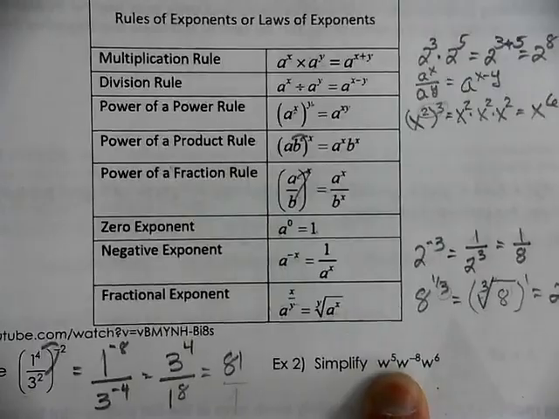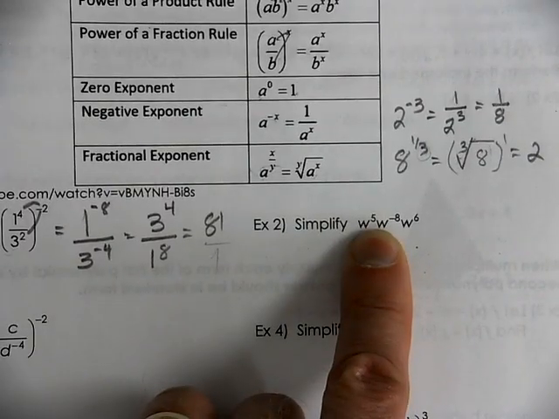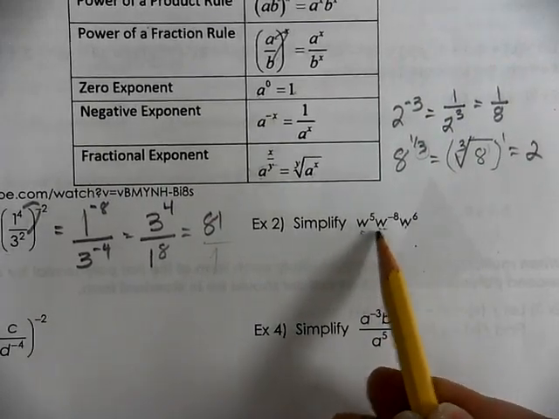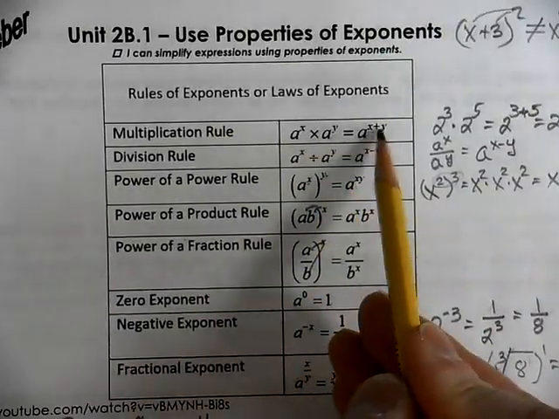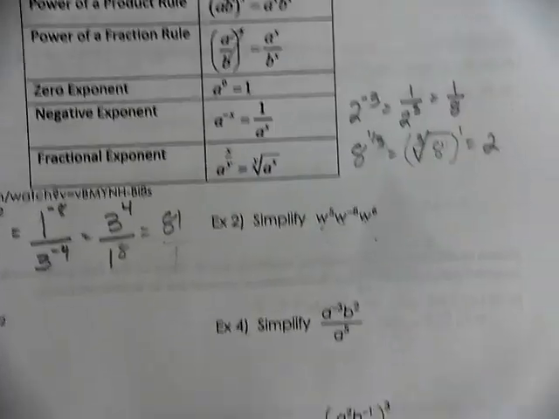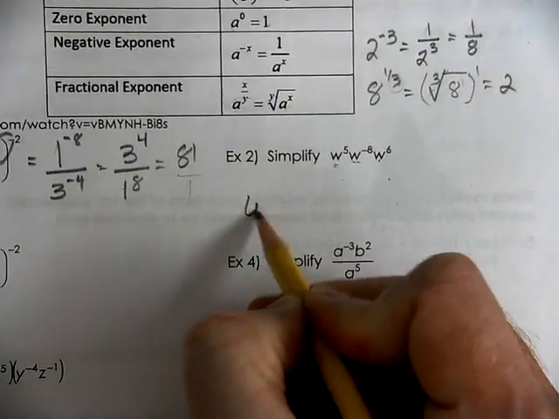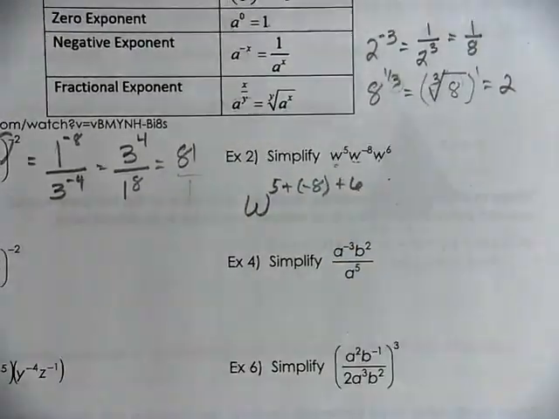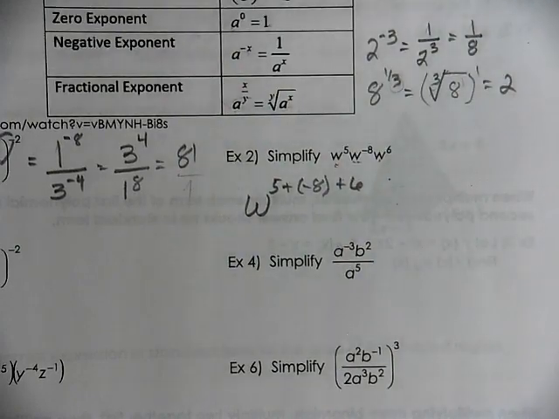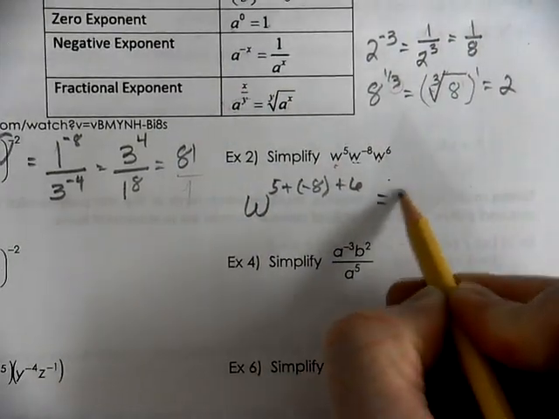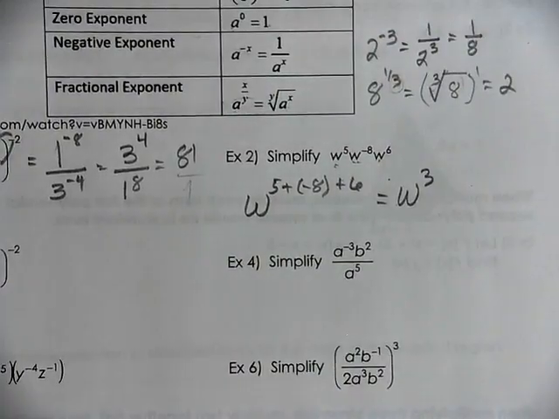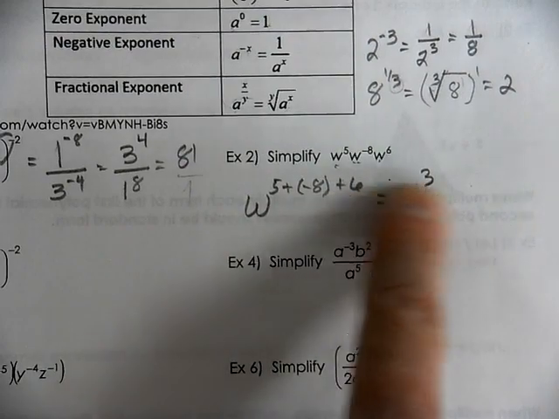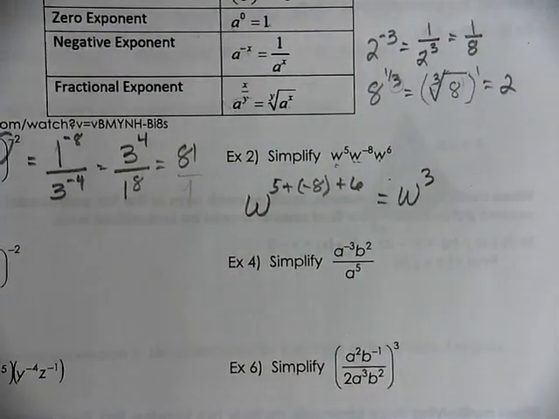Which one of these properties does this look like? What steps would we do? I have the same base. If I'm multiplying the same base, I add exponents. If you can do that on your own, then you are making your choice of what to do, and that gets you a lot farther. Five plus negative 8 is negative 3, and 6 more gives you positive 3, so that's w to the third power.